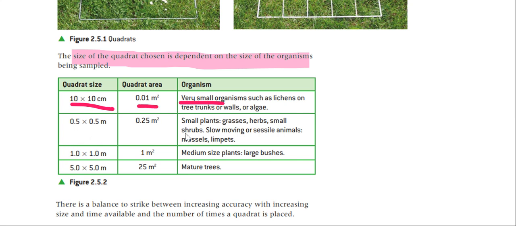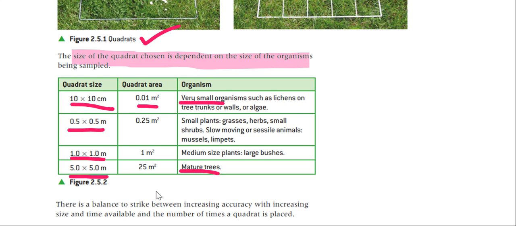If it's a little bigger, like small plants such as grasses, herbs and shrubs, or very slow or sessile animals like mussels, you can use 0.5 by 0.5 meter. For medium-sized plants or bushes, you can use 1 meter by 1 meter, and 5 meter by 5 meter for mature trees, because 5 meter is still a big area. Accordingly, you can choose the size of quadrat so that it's easier for you to conduct your research or sample your data.